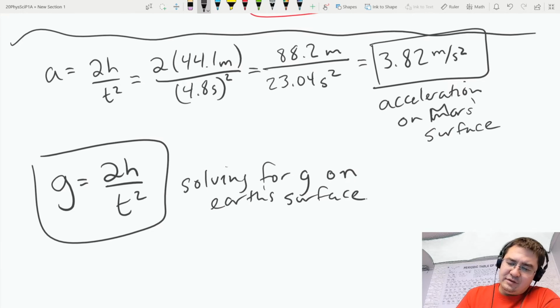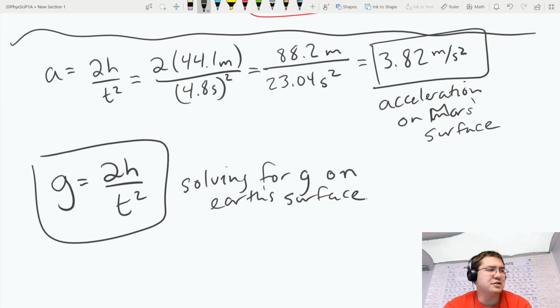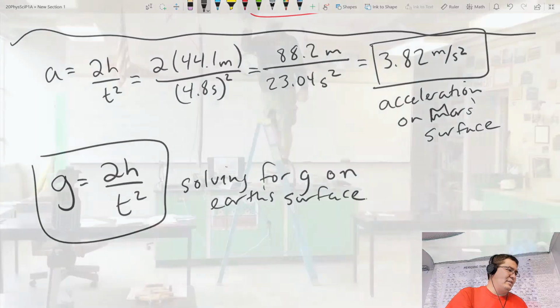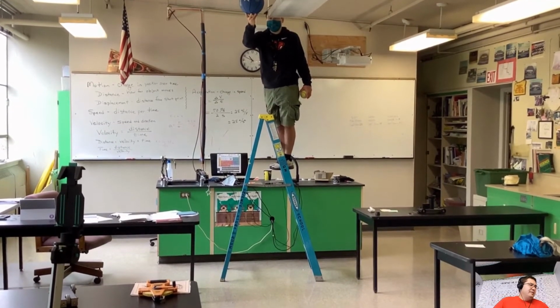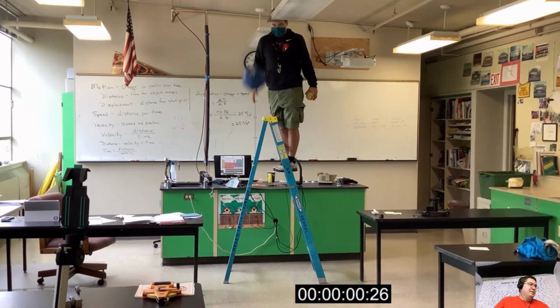Okay, so if you need to solve for G, you're going to need the height that you drop an object from and the time. So I'm going to show you one of the clips that Mr. England and I made. So let me switch to that now. It's a short clip. We'll talk about it in a second. Okay, I'm going to drop this from 2.7 meters.